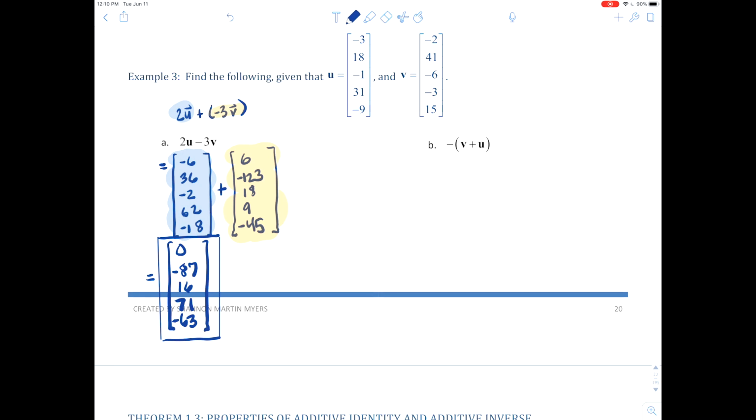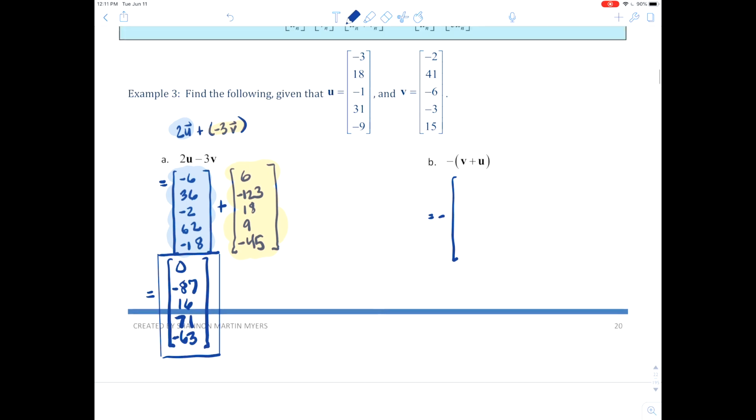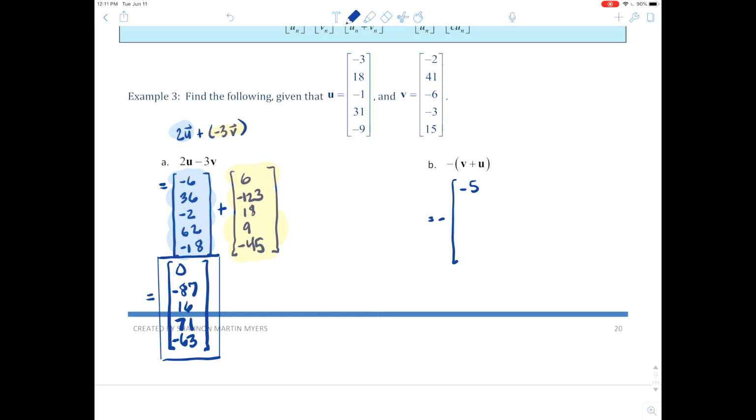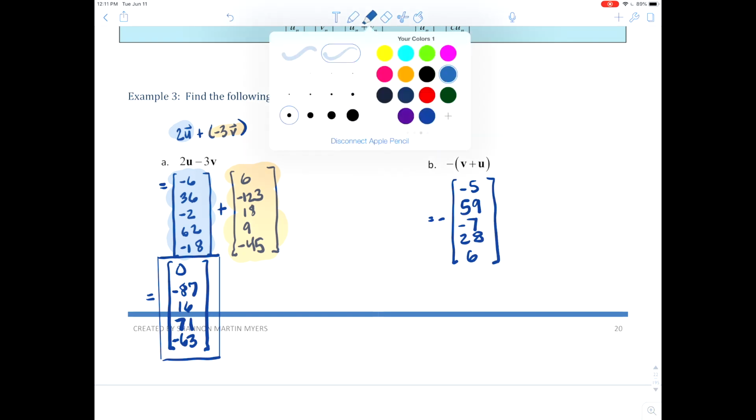Cool? All right, and then B, negative v plus u. So I'll solve it as that. That will end up being equal to negative. So if I add v plus u, first I'll have negative 3 plus negative 2 is negative 5. Actually, it's really reversed. Negative 2 plus negative 3 is negative 5. But what do we know? We know that vector addition is commutative, right? So we can commute them. So we would end up with the second component being 59. The third one will be negative 7. The fourth one will be positive 28. And then positive 6. And so that's our v plus u.